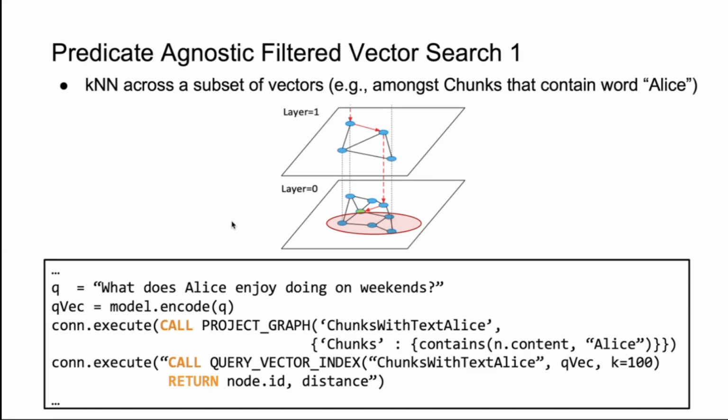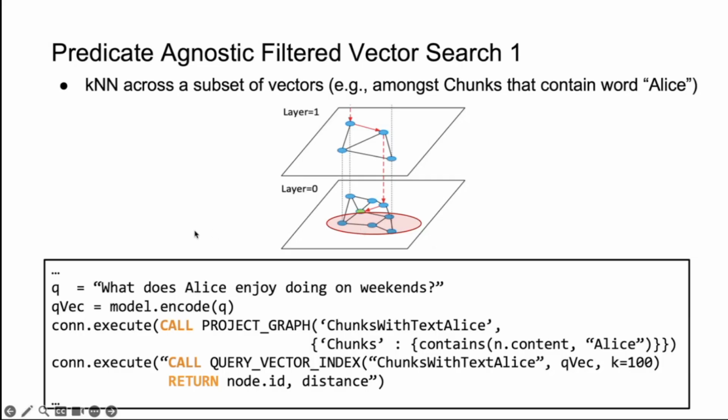The way you would do this is that first you need to identify the subset within which you will do the filtered search. So here I am, for example, saying only among the chunks that contain the word Alice, find me the nearest neighbors of this query. So first you do this project graph, which will identify all the chunks that contain the string Alice, and that's essentially just regular record querying. So that's regular Cypher.